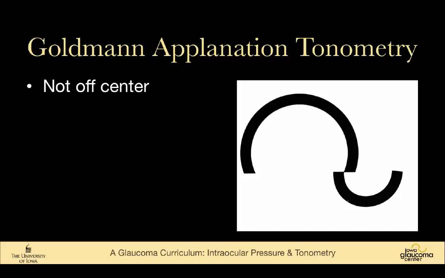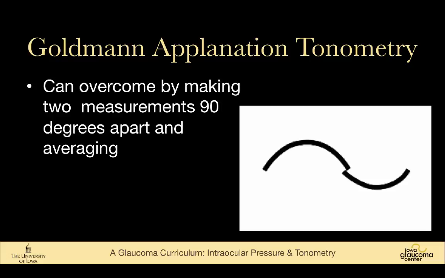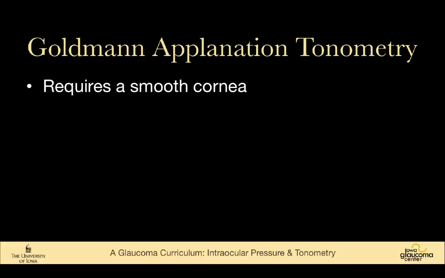Also don't want to be off center. This is sort of a funny drawing, but you also don't want the Mires to be perfect half circles or pretty close to perfect half circles. If the patient has a lot of astigmatism, then they will be oblong. And you can overcome this by making two measurements 90 degrees apart and averaging them, which is what I do. You can also line up the tonometer tip with the axis of the minus cylinder.